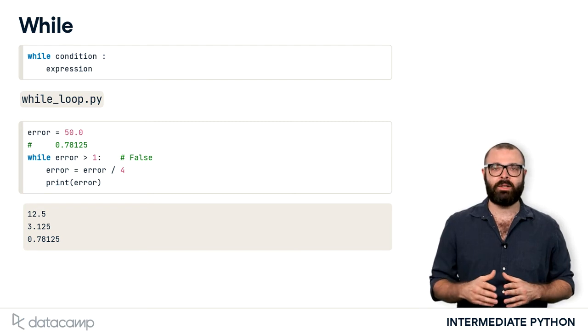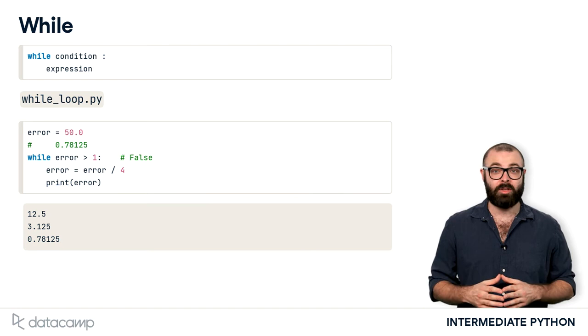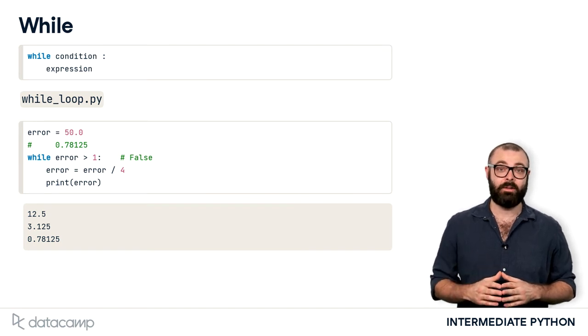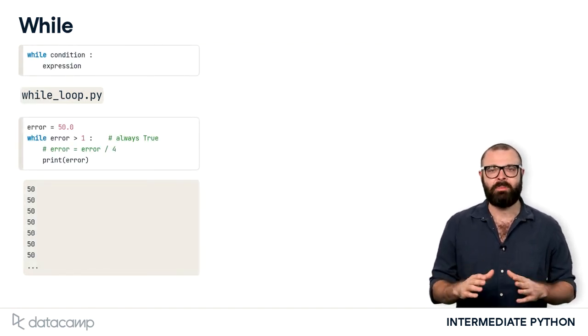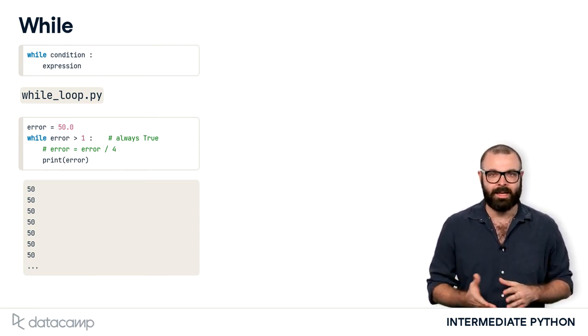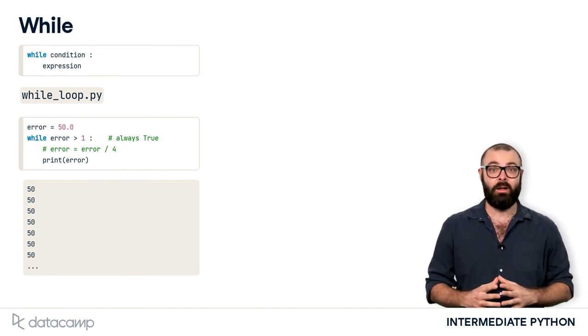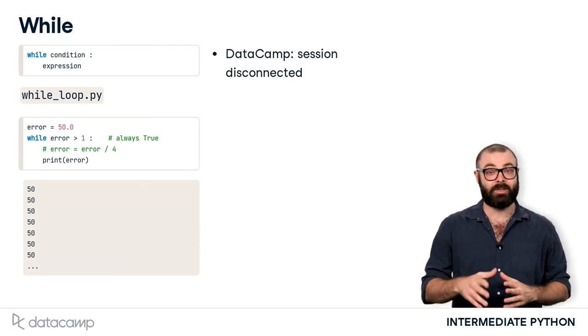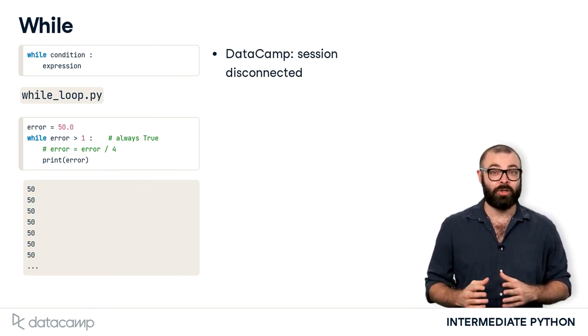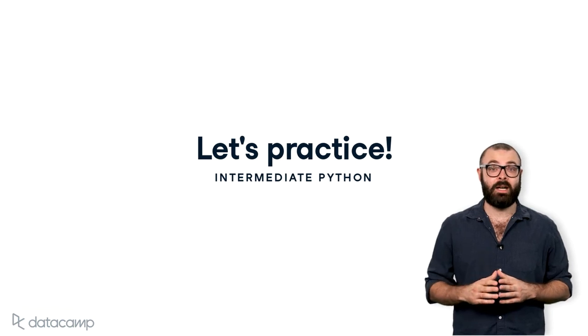Notice that inside this while loop, this update of error is crucial. The error had to go down to become lower than 1 at some point. Suppose that we comment out these updates of the error value and run the script again. The error isn't updated, so the condition is always true, and the while loop will go on forever. On DataCamp, this will cause your session to be disconnected. If you're making this mistake on your own system, you will have to interrupt the Python program by pressing the Control and C keys. Head over to the exercises to write some while loops yourself, and be careful.